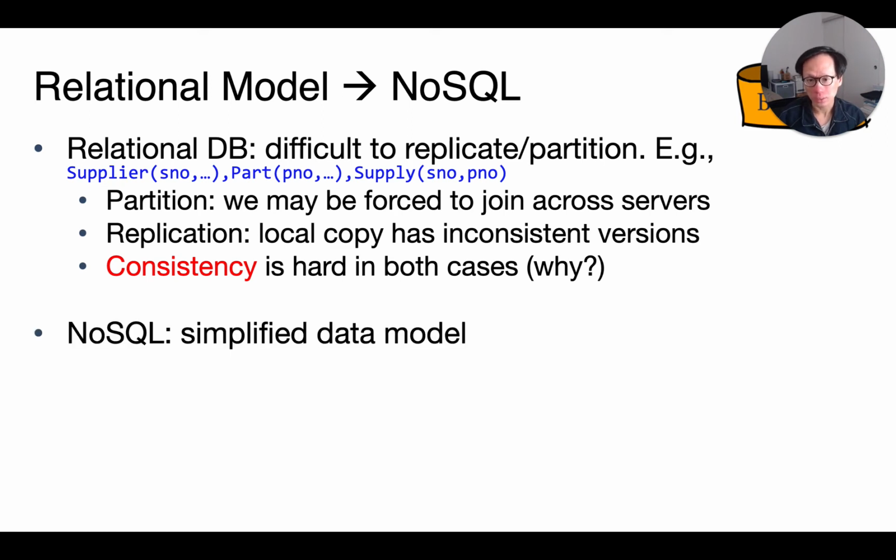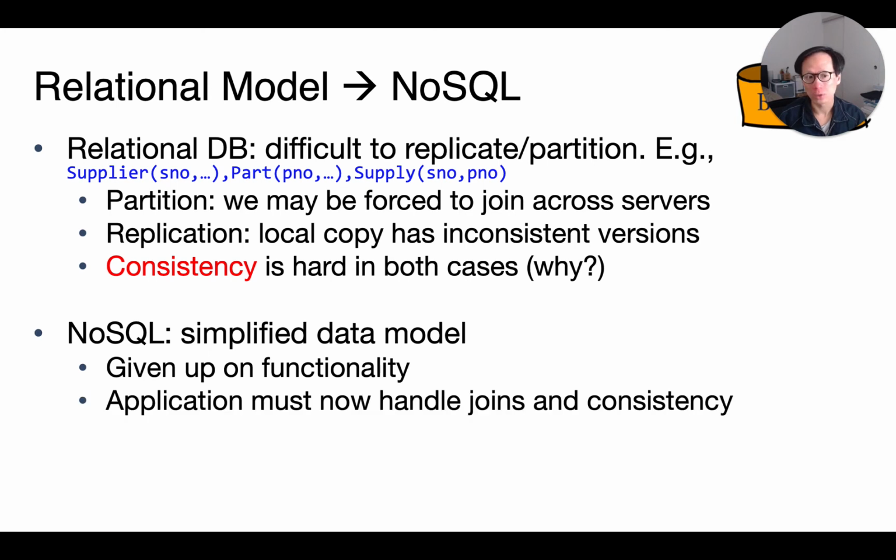So NoSQL came about with a simple data model where we simply give up some of the functionalities. For instance, we no longer handle joins or provide any kind of consistency whatsoever. The rationale for this is that not all applications need these functionalities, so there's actually no reason to implement all of that inside a single DBMS and make scaling difficult. So let's rely on applications to implement these functionalities as needed, and that is the philosophy behind NoSQL.